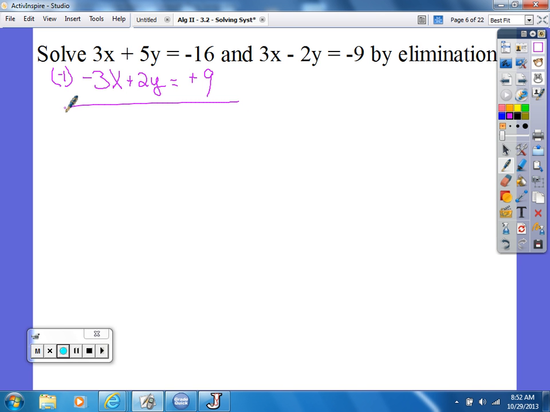Now, the reason I call this elimination is one of the variables will completely disappear if I did this right. And look, if I add these together, 3 plus negative 3 cancel out, don't they? 5 plus 2 is 7, and negative 16 plus 9 is negative 7. So what does y equal?